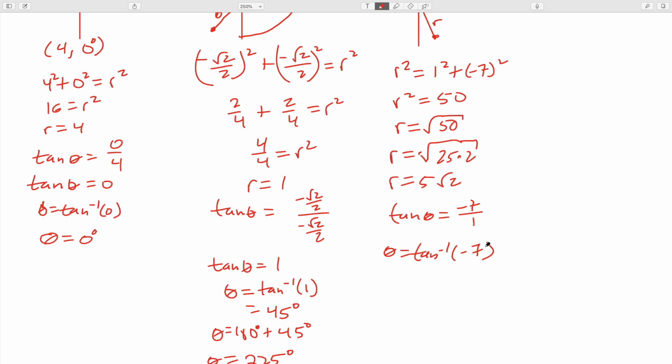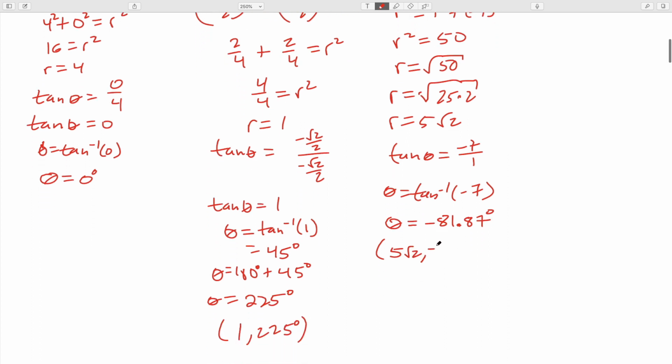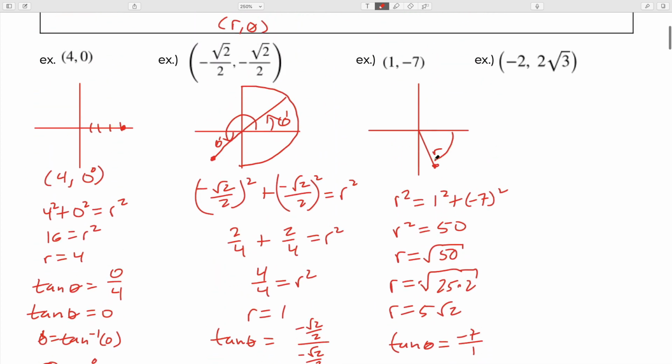So when I go ahead and do this on my calculator, when you type this in, I'm going to get my degree. So tangent inverse of negative 7. That's going to give me theta equals a negative 81. I'm going to round this to the nearest hundredth. 81.87 degrees. Well, now that's one angle, right? So you could write this as a radius of 5 square root of 2, negative 81.87. That's fine, right? That's from there to there is negative 81.87.